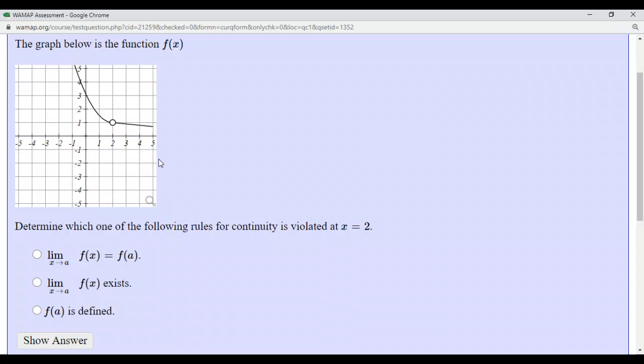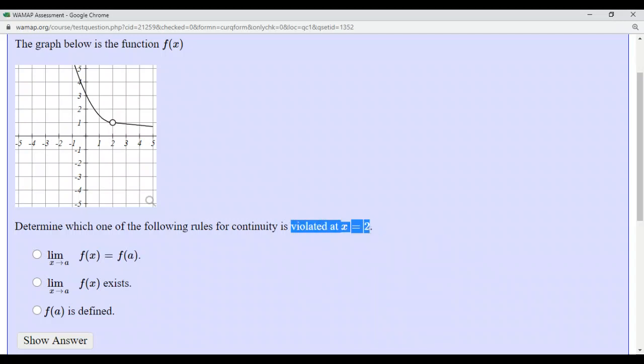And it has a completely different graph. So it's a different function. If you look at the list of rules for continuity, this time it really emphasizes what I said earlier about the usefulness of this. The problem purposely wants you to be able to find among all these three rules which one has higher priority and which one is the last in terms of priority. Same goal of the problem: we want to determine which one of the following rules for continuity is violated at x equals 2.